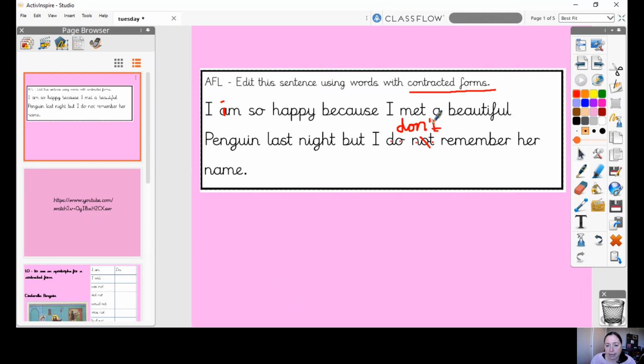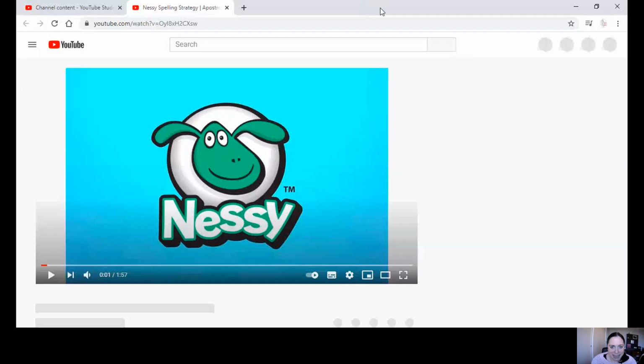So it's really important when you're adding your apostrophes, you have a space here. Your letters are still close together, but we don't join them. The apostrophe, imagine it's like a big pair of scissors and it cuts the joining part. So we don't join the N to the T like that. Okay. But I don't remember her name. Now, Nessie has a fantastic video for us to watch, which explains contractions. So here we go.